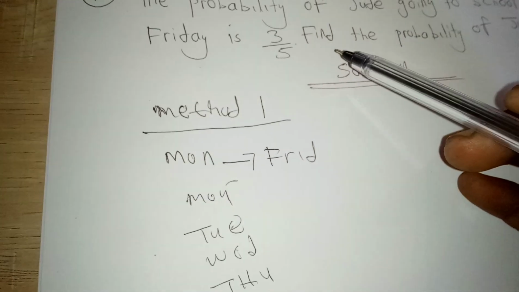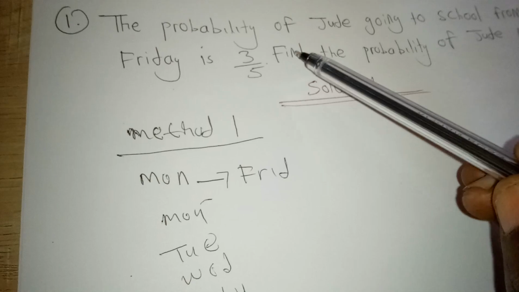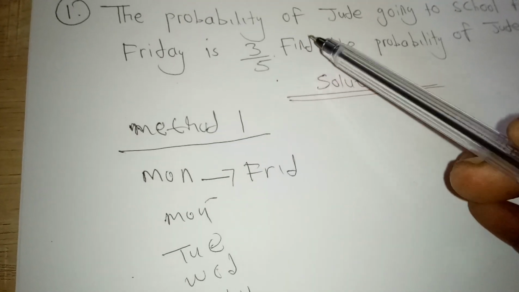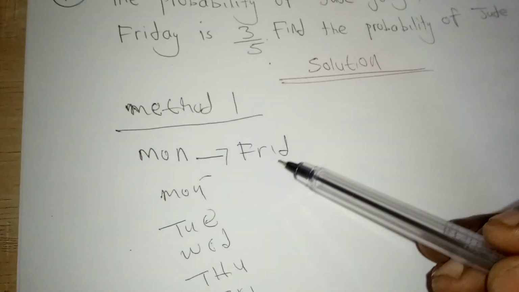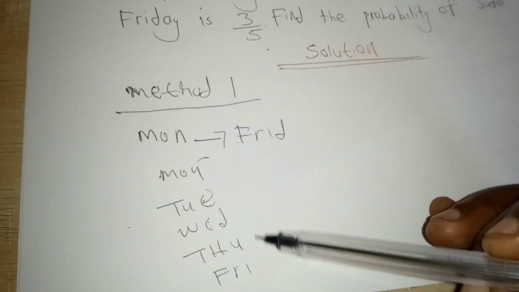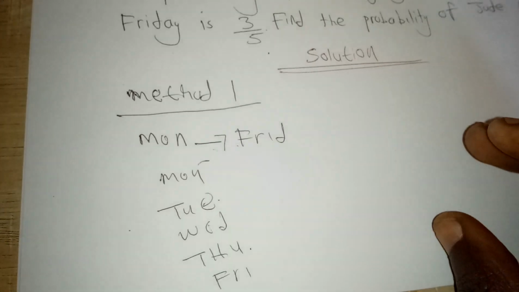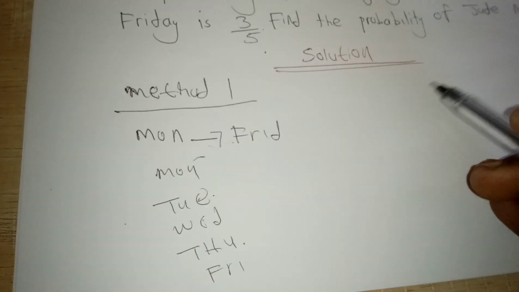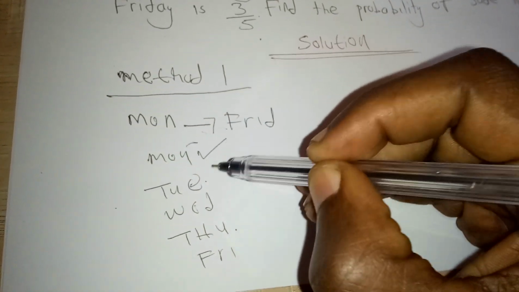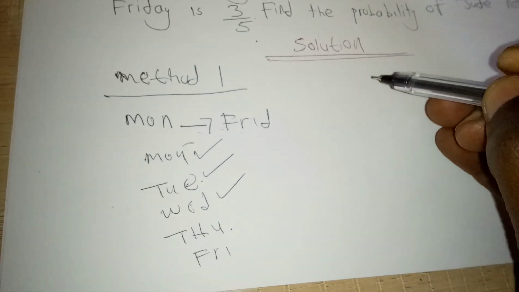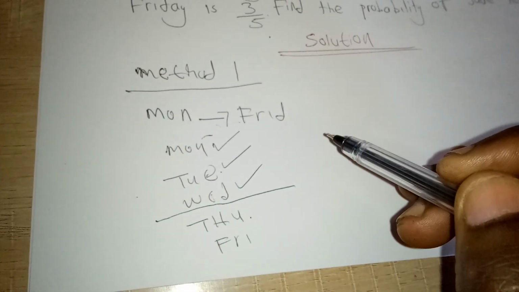Now we have been told that the probability of Jude going to school is 3/5, meaning that she only attends school for 3 days. It can be Monday, Wednesday, Friday, or Tuesday, Thursday, Friday. We don't know, they didn't mention the names. So I'm going to assume that Jude goes to school for 3 consecutive days, Monday, Tuesday, Wednesday. Then these 2 days only, Thursday and Friday, she misses school.